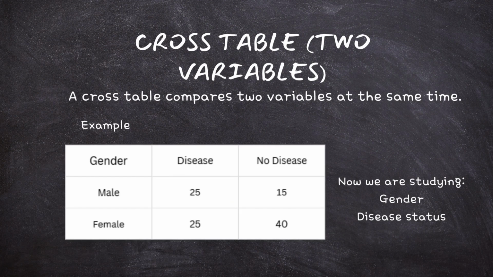Now, the second type is the cross table, right? This is also known as the two variable table, right? The cross table compares two or more variables at the same time. Remember, in the last one, we're just finding the summation of only the gender, but now we're comparing the gender with disease. So you have two characteristics here, gender and disease. So this is the difference between marginal and cross table. Marginal talks about one characteristic, meanwhile cross table talks about two characteristics.